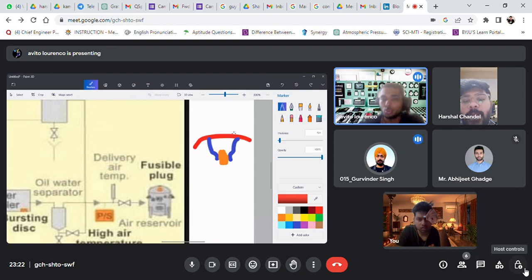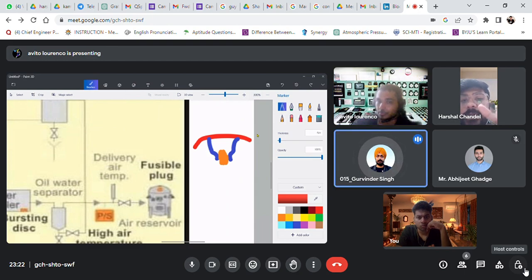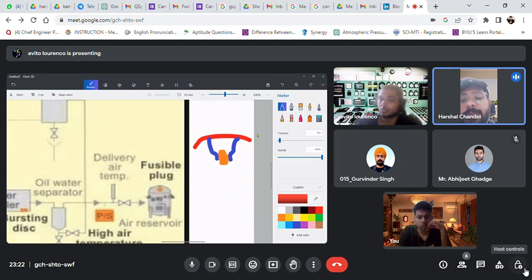So basically, it can just mention the air reservoir entry point. I think it is present at the entry where the air is entering the air bottle. See, guys, there's written air reservoir. That means air bottle, and it's fitted on the air bottle.